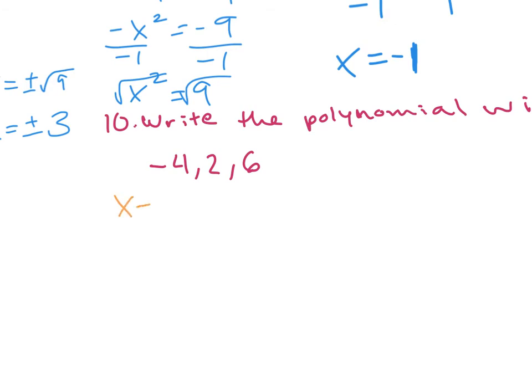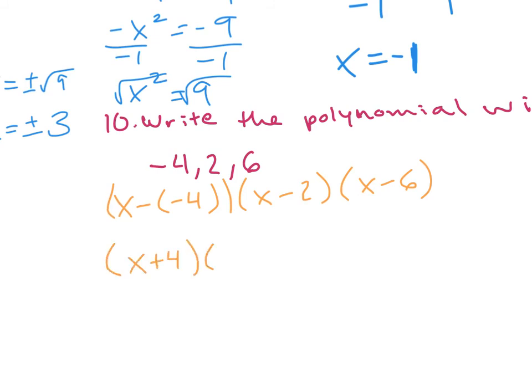So we have x minus negative 4 times x minus 2 times x minus 6. It's always x minus whatever number we have. We see that x minus a negative 4 becomes x plus 4. And then that's x minus 2, x minus 6. What do we need to do next?